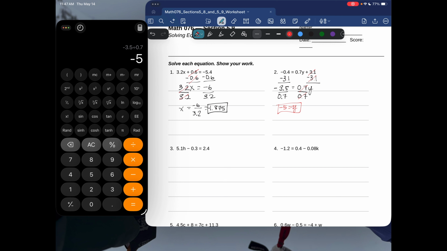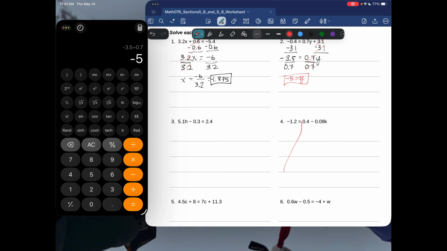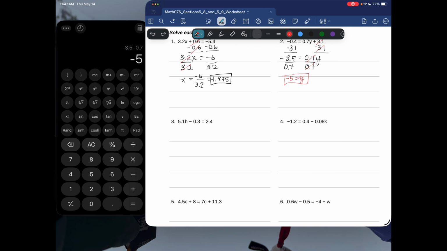Okay. I'm going to leave some of these for you to try on your own. So I'm going to leave 3 and 4 because they're very similar. And we're going to move on to 5 and 6 because they're a little bit more challenging.